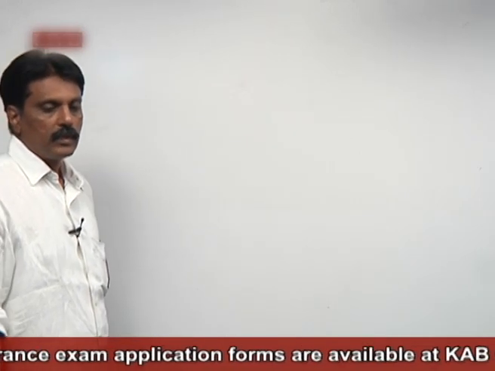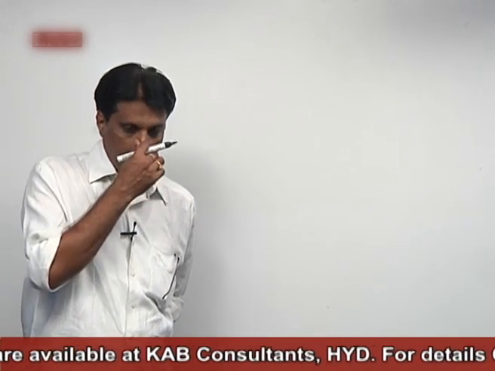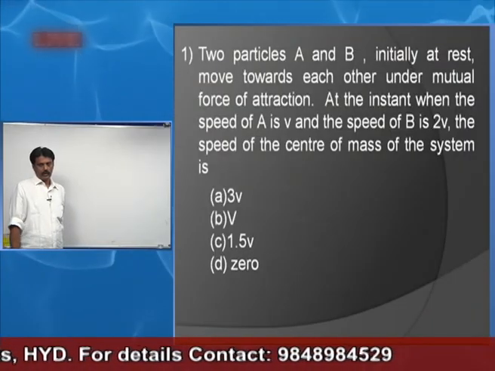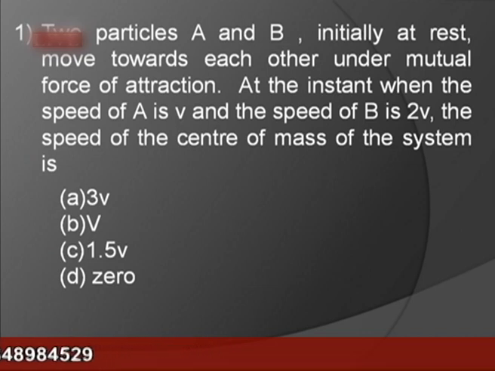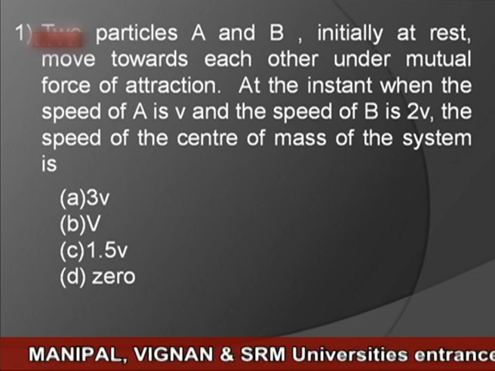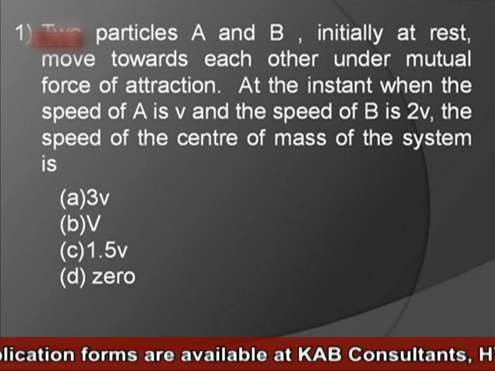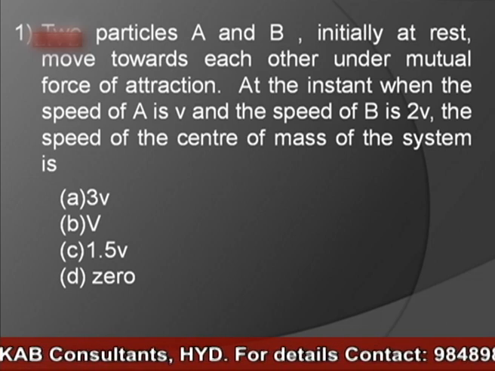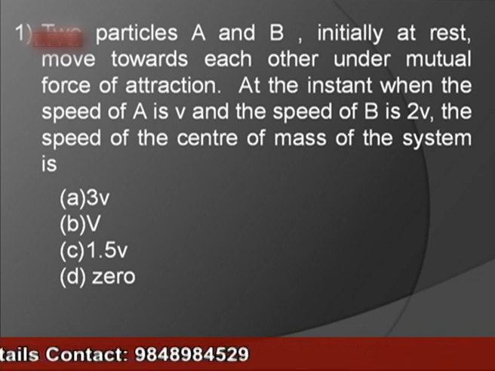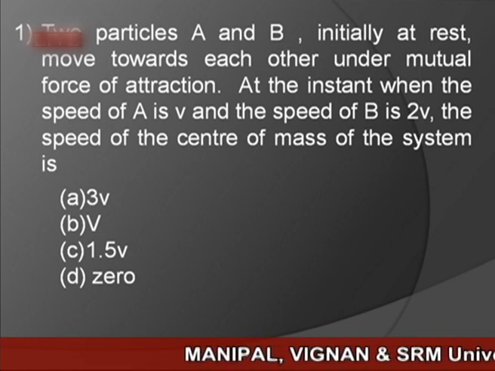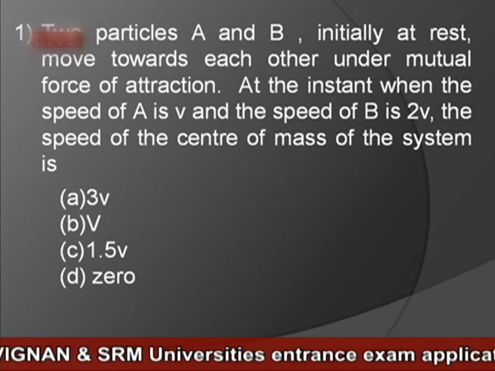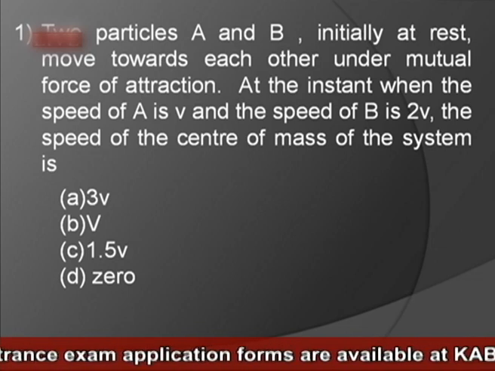Now let us do another problem which was given in IIT once. The problem is: two particles A and B, initially at rest, move towards each other under mutual force of attraction. At the instant when the speed of A is v and the speed of B is 2v, the speed of the center of mass of the system is, options are given to you: A, 3v; B, v; C, 1.5v; D, 0.